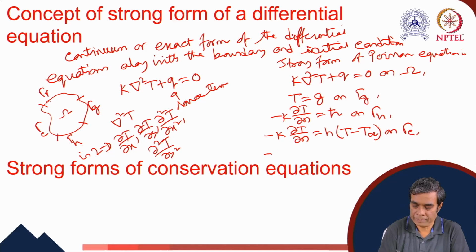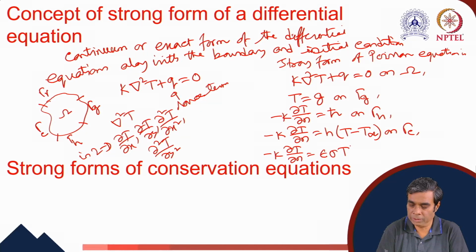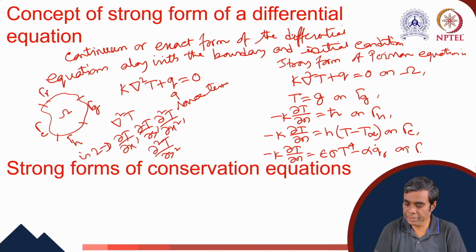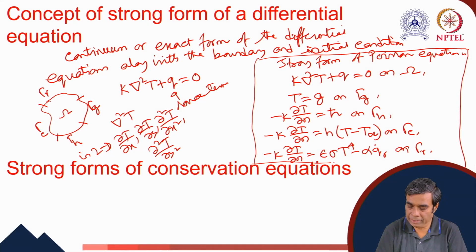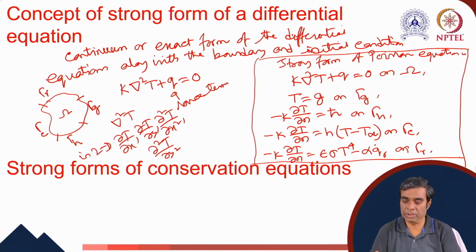And finally, minus K del T del N equals epsilon sigma T to the power 4 minus alpha QR dot on gamma radiative. This forms the strong form of the Poisson's equation, where we specify all the types of boundary conditions possible along with the governing equations.